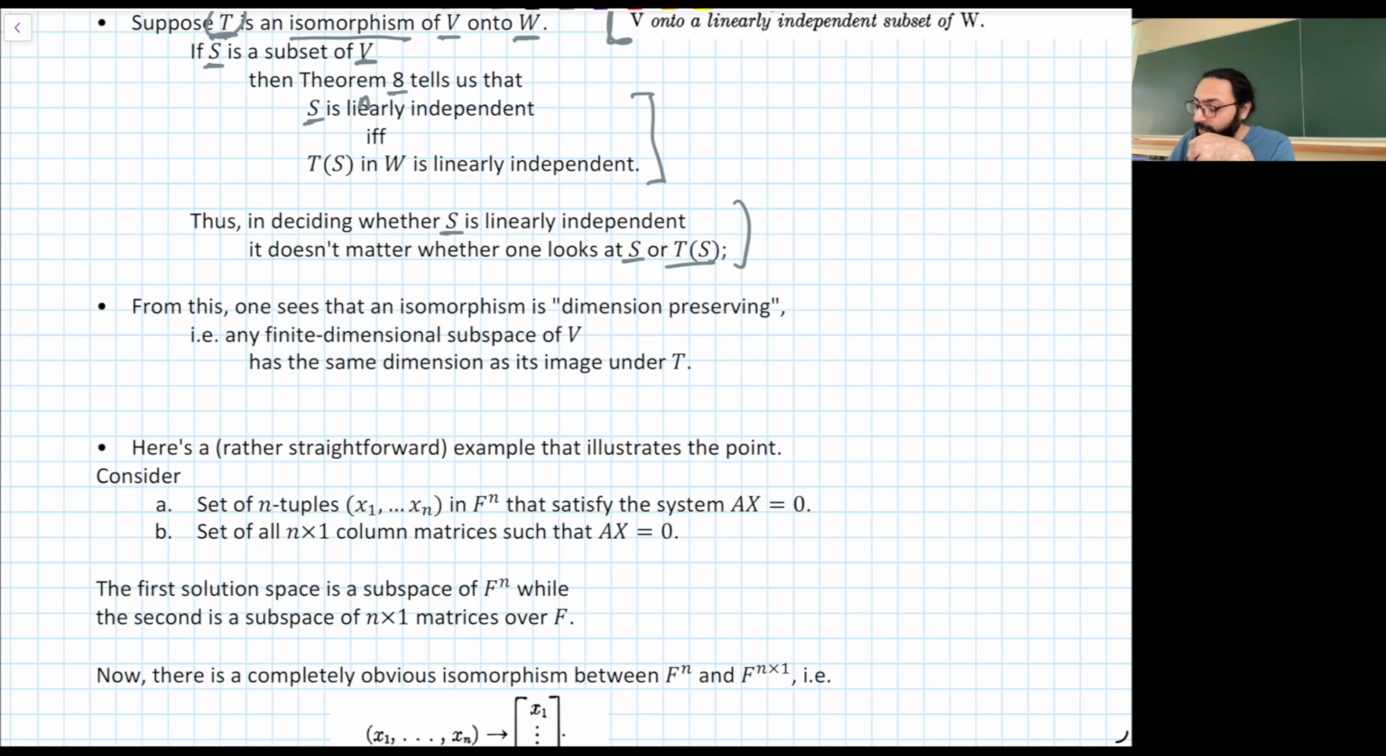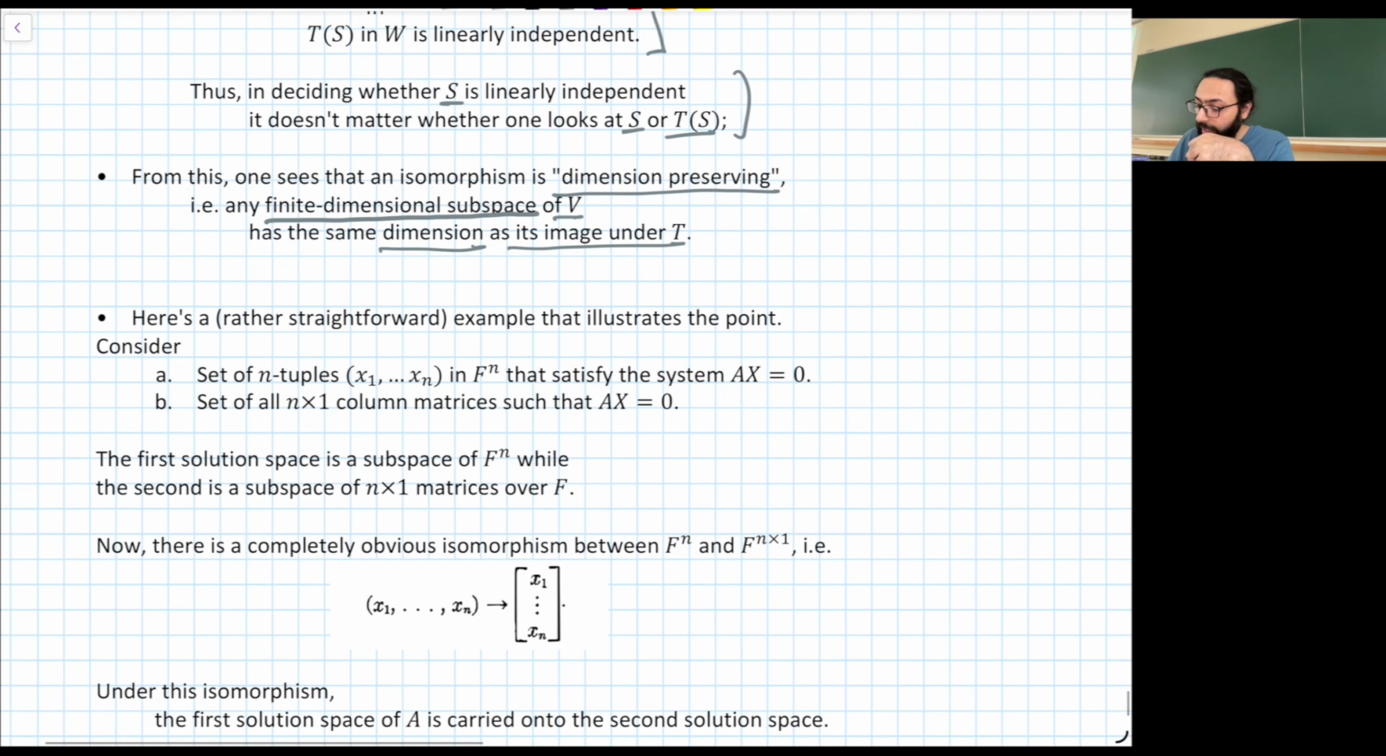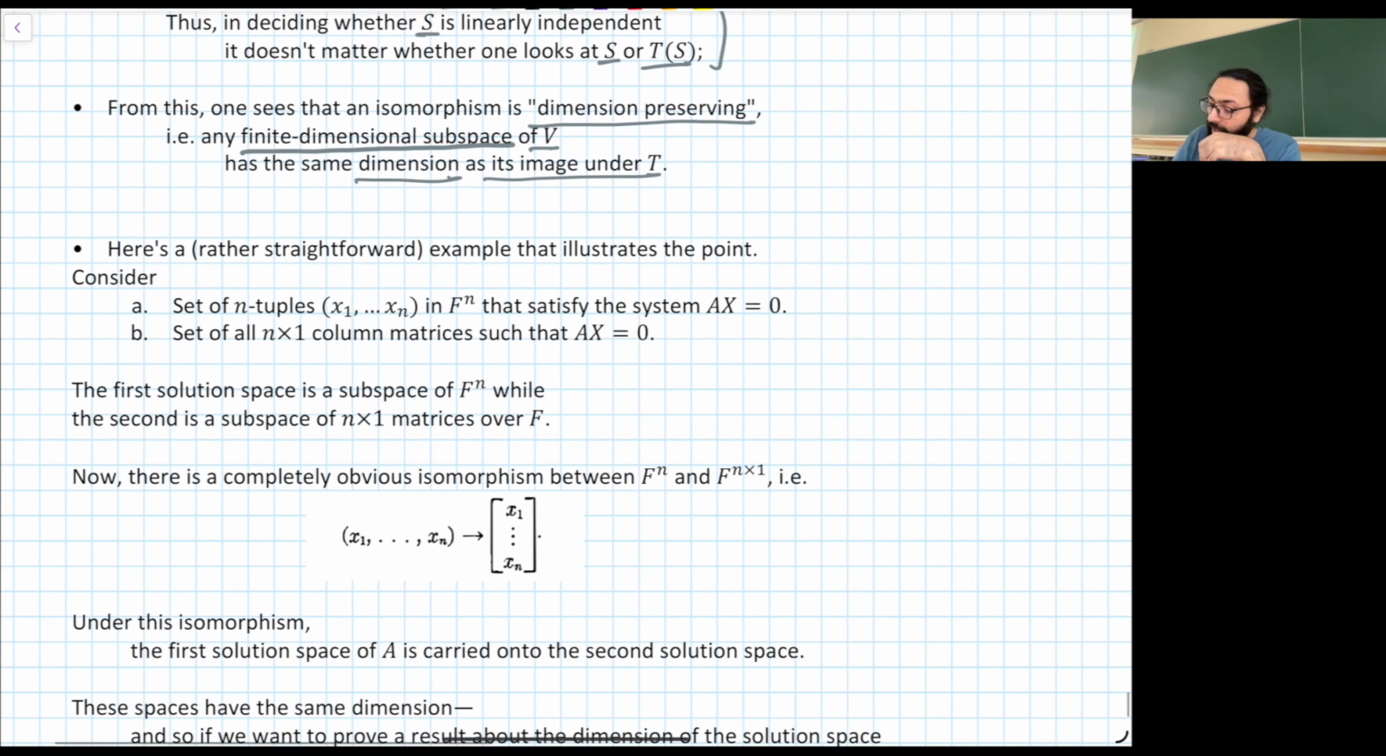So from this one sees that an isomorphism is dimension preserving. That is, any finite dimensional subspace of V has the same dimension as its image under T. And here's a rather straightforward example that illustrates the point. Consider the set of n-tuples x1 to xn in Fn that satisfy the system AX equal to 0. And you consider the set of all n cross 1 column matrices such that AX equal to 0.